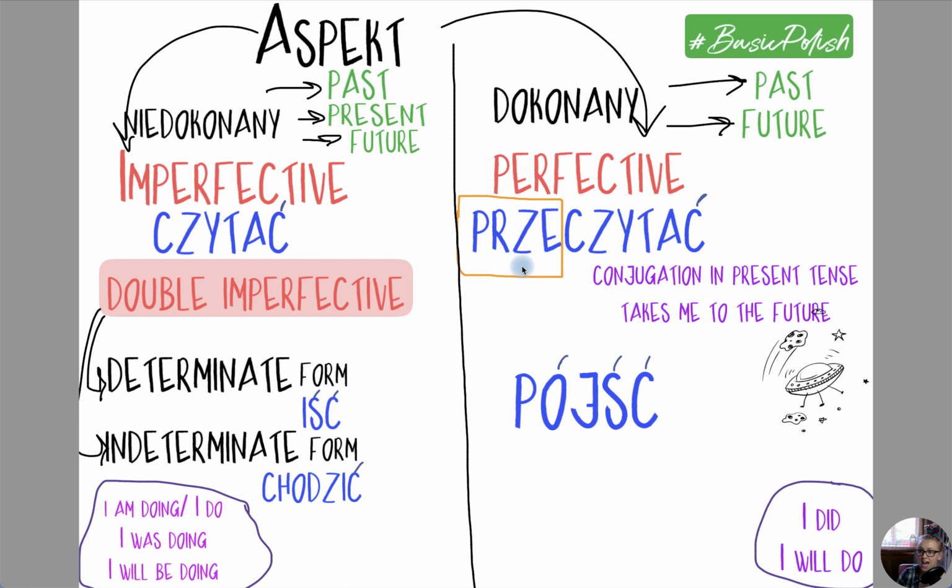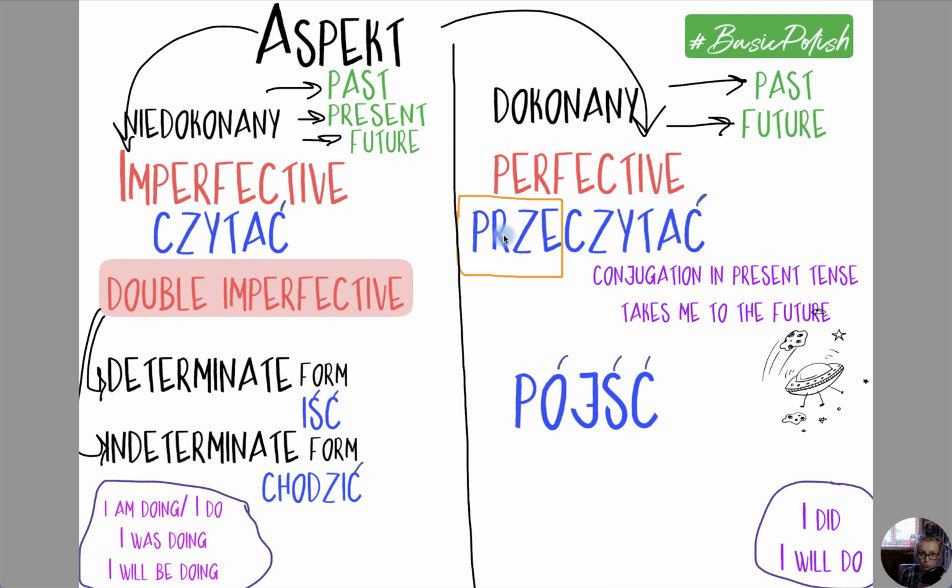So, przeczytać, your first lesson here is to understand and remember that przeczytać is the perfective partner of czytać, and when you keep conjugating przeczytać in present tense the way that you do with the same verb in imperfective aspect, so czytam, czytasz, but przeczytam, przeczytasz, so nothing changes apart from the fact that there is a prefix there.